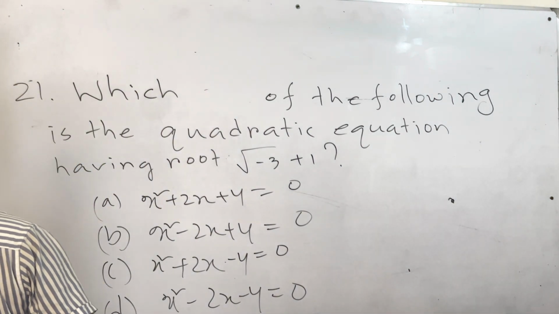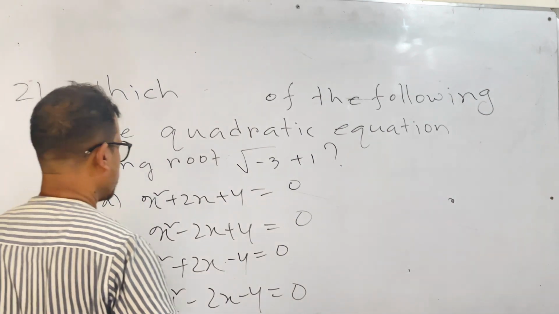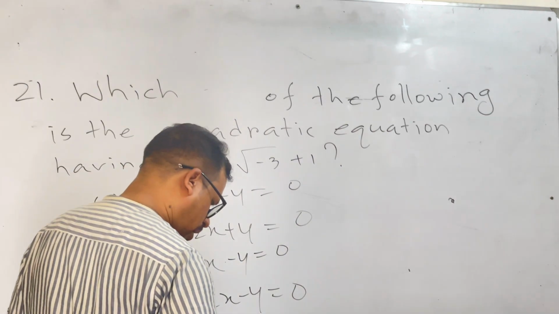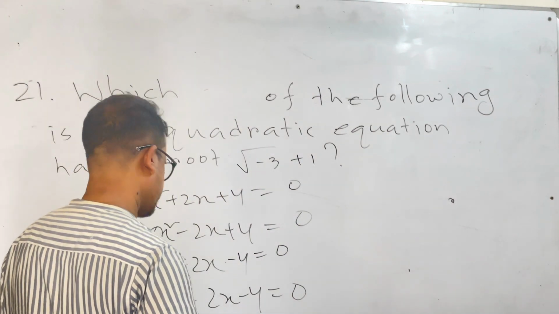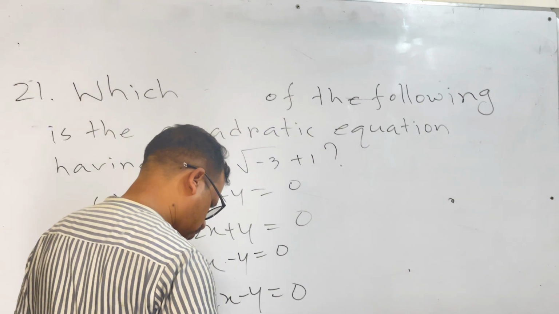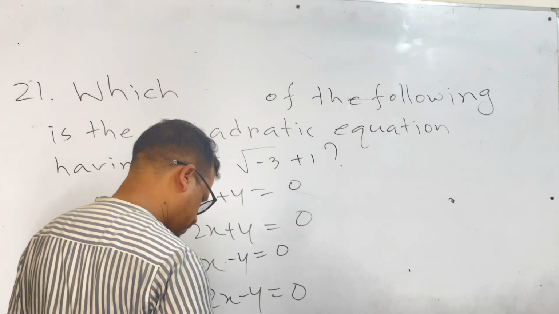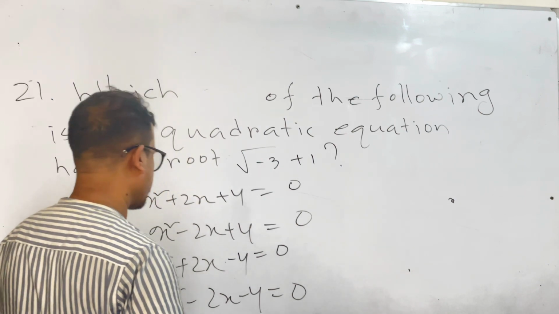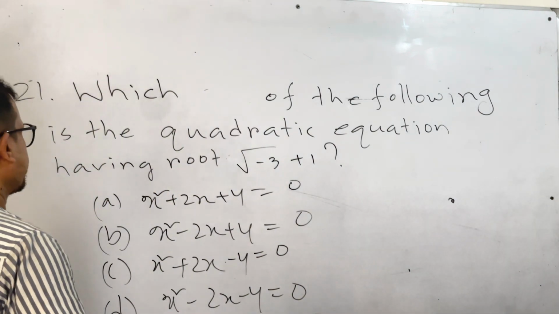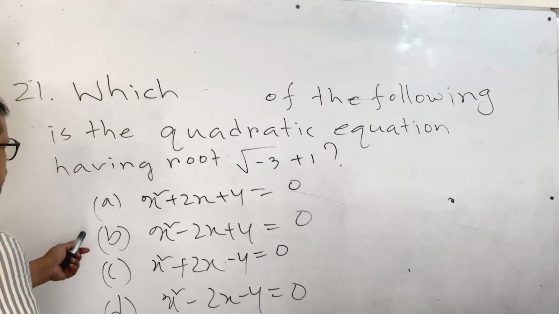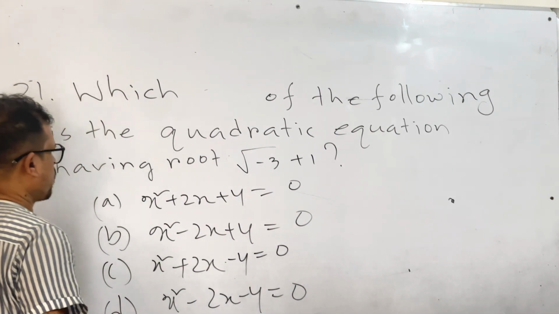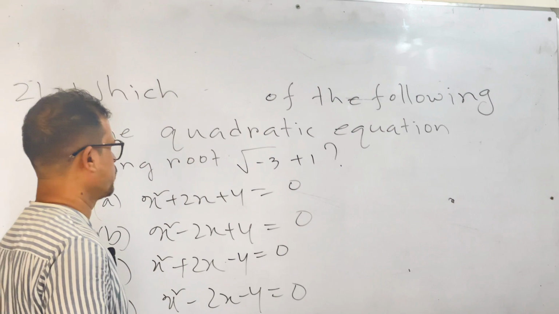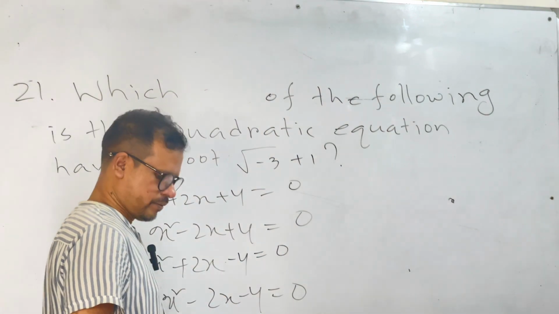Which one of the following is the quadratic equation having roots minus 3 and plus 1? x square plus 2x plus 4 equal to 0, x square minus 2x plus 4 equal to 0, x square plus 2x minus 4 equal to 0, x square minus 2x minus 4 equal to 0. We have to write the quadratic equation. Which one is our perfect quadratic equation for the roots minus 3 and plus 1?